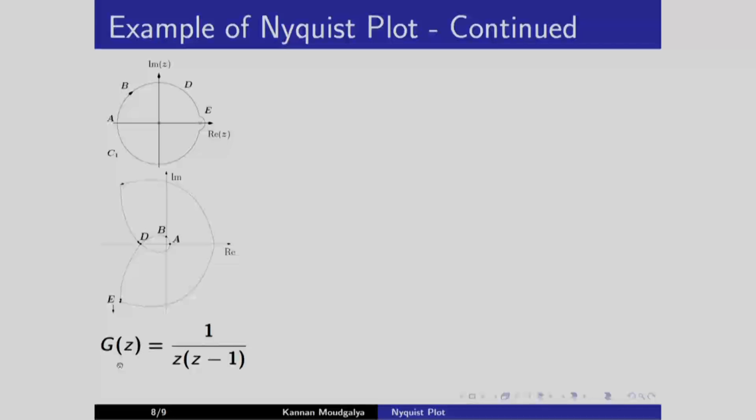This is the transfer function g, and now we will determine the controller from this Nyquist plot. P is the number of unstable poles of g, and P is equal to 0 because there is no pole outside the C1 curve, because of the way we have indented this small semicircle.